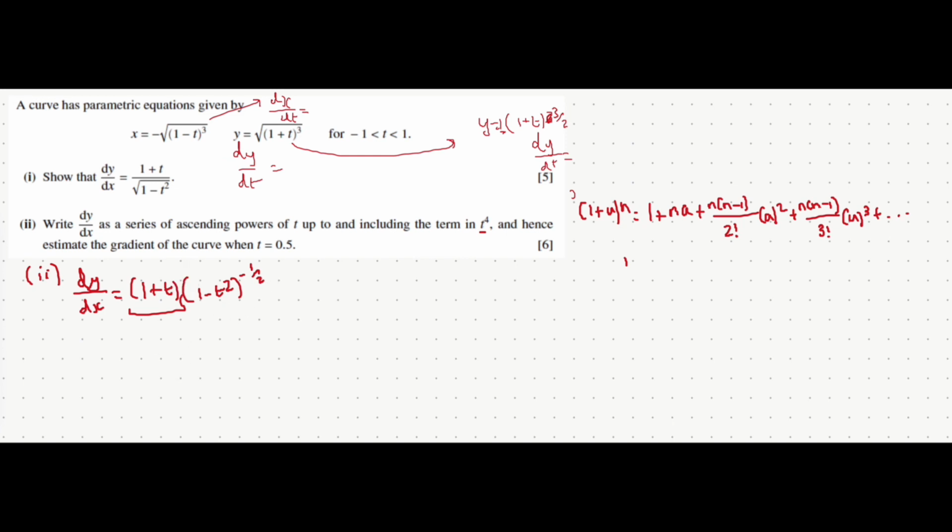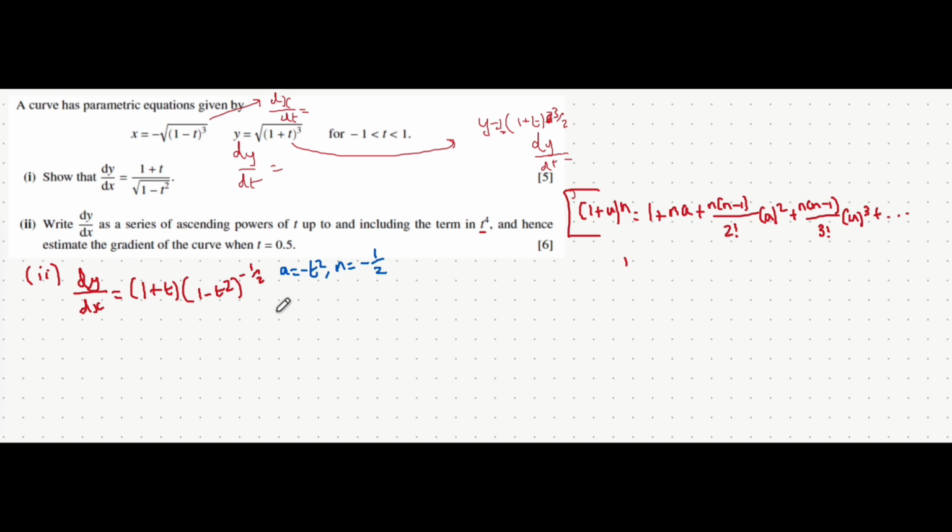However, the second bracket is where we have to. Now, first of all, if your power is not a positive integer, that's where you use this equation here. So here n is not a positive integer, so we use this equation. Let's do this in a different color, just to change things up a little bit. In this case, a is being replaced with minus t squared, and n is the power, which is minus a half.